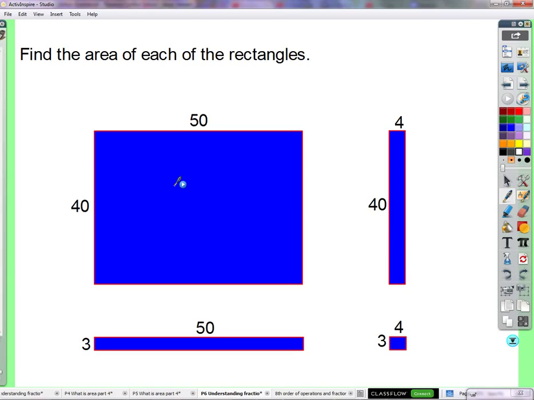Hundred? No. It's 2,000. Yeah. 2,000? 2,000. It's 200. It's 2,000. I'm so tired. Four times five is 20, then add two zeros.